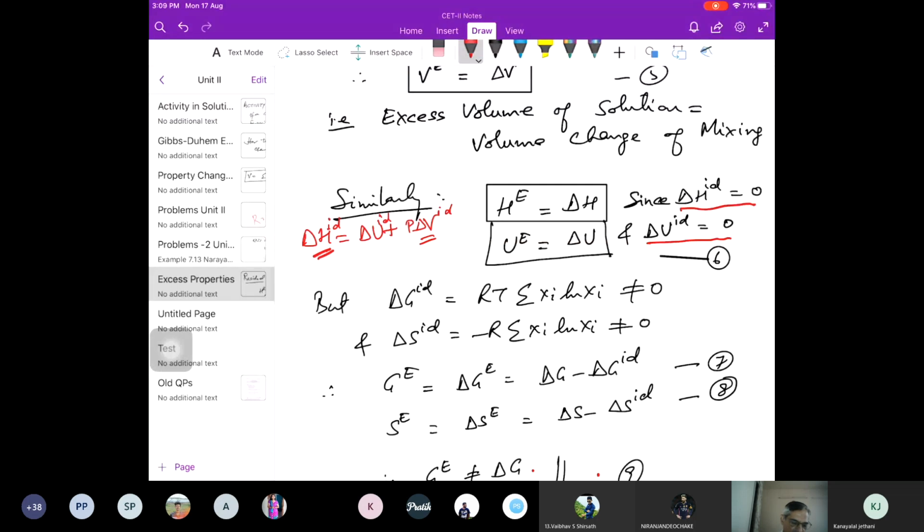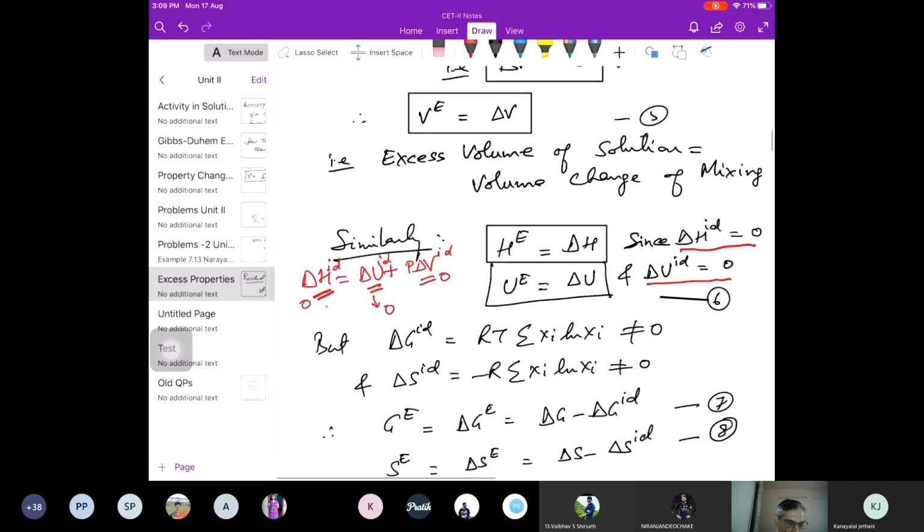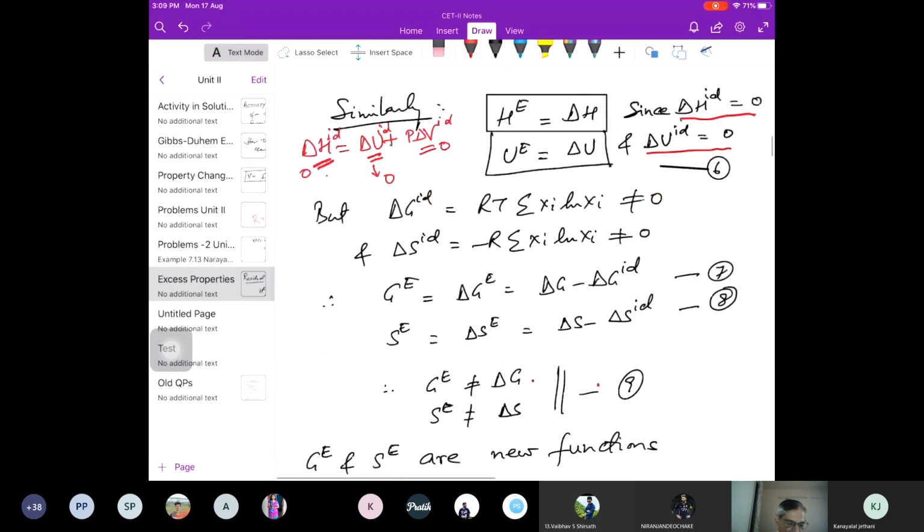And delta H ideal is equal to 0. So delta U ideal is equal to 0. ठीक है? This is equal to 0. Any questions on this? So delta U ideal is equal to 0, delta H ideal is equal to 0, and delta V ideal is equal to 0, right? ये प्रूव किया हमने.